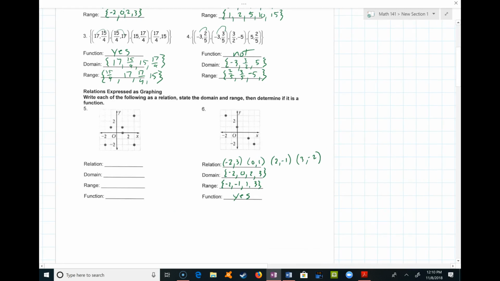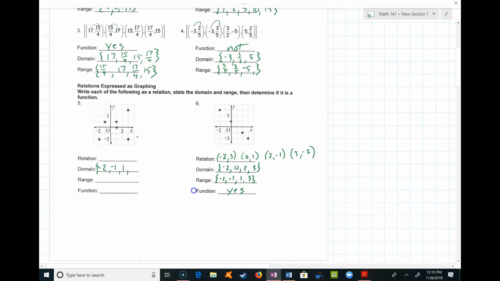Moving right along, number 5, when it says relation, you're supposed to describe which ones go together. So I'm going to write the domain first. The domain is -2 because of that point, and -1 because of that point, and 1 because of those 2 points, and 3 because of those 2 points. And then the range is going to be -2 because of these 2 points, and 0 because of that point right there, and 1 because of those 2 points, and then 3 because of that point.